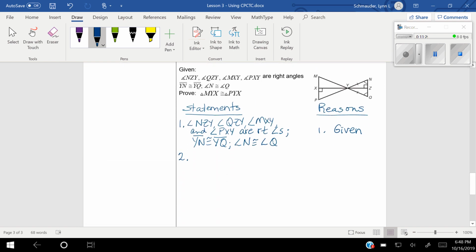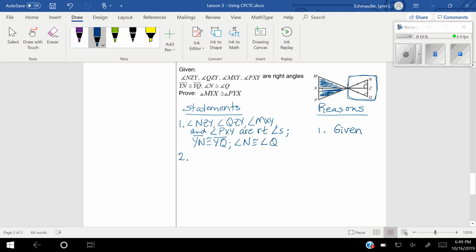Okay, here's another one. What are we trying to prove? We're trying to prove that triangle MYX, so that's this guy right here, is congruent to PYX. That's this triangle right here. And what have they told us? Well, they've told us a bunch of things about the little triangles over here. So I think we're going to have to use the same approach that we used in the previous proof, which is to prove those two little triangles are congruent, and then use some corresponding parts from those to show that those two large triangles are congruent.